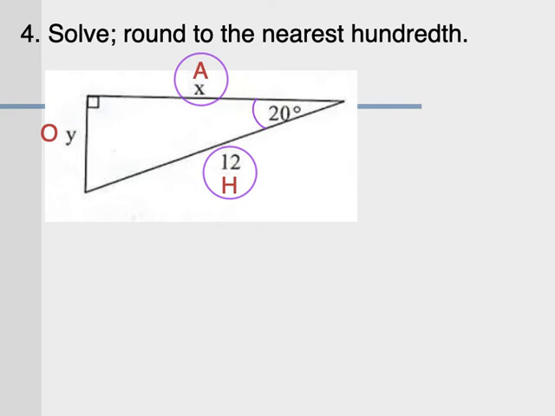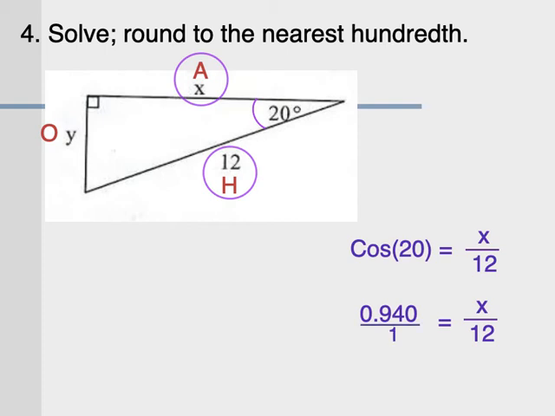Would that be a SO, CA, or TOA problem? If you said cosine, well done. What would the fraction be? A over H, or in other words, X over 12. You typed cosine 20 in your calculator. Put that over 1 and cross multiplied to solve.